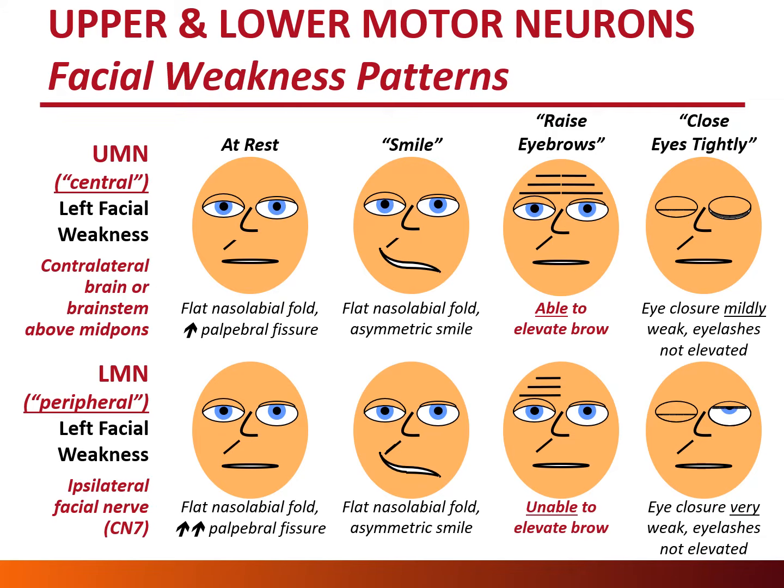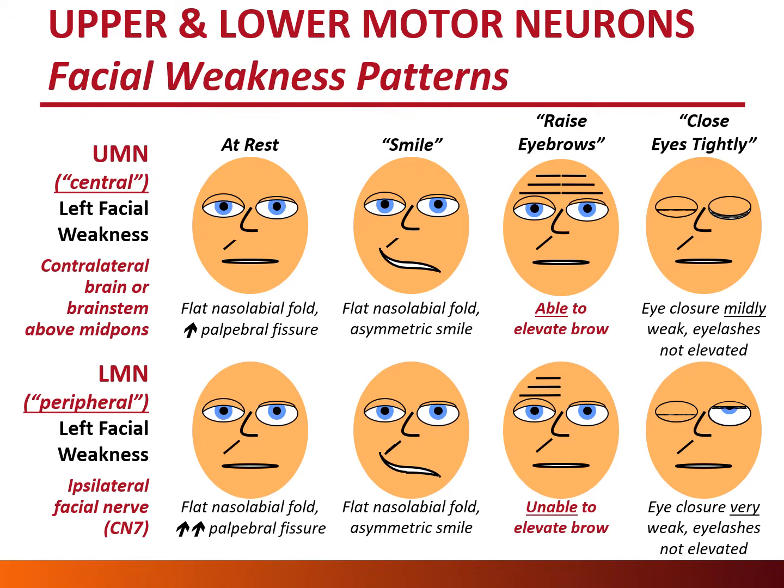In a lower motor neuron or peripheral left facial weakness involving the ipsilateral facial nerve, or cranial nerve 7, there's also a flat nasolabial fold, but it's on the side of the lesion, and the palpebral fissure is particularly wide, wider typically than in the central facial weakness. When asking a patient to smile, the nasolabial fold discrepancy and asymmetric smile are again present, with a so-called droop again of the face that's weak.